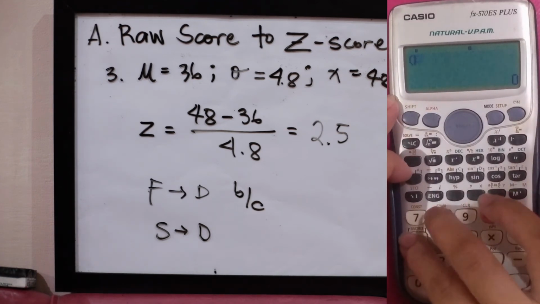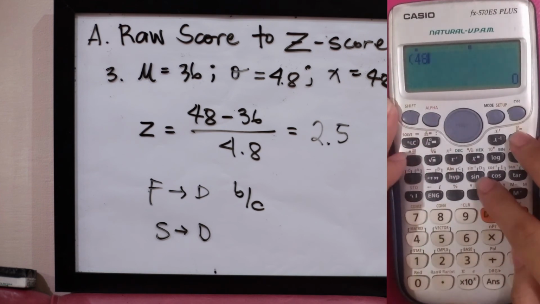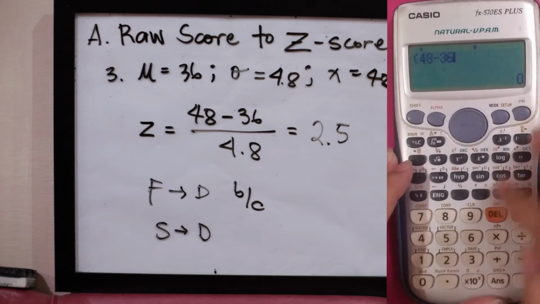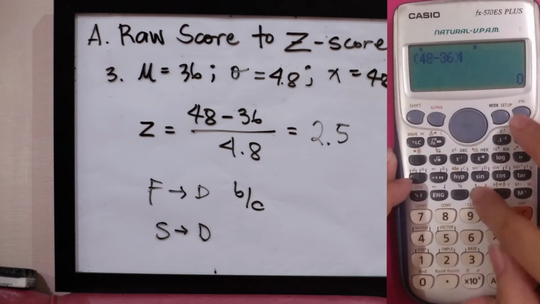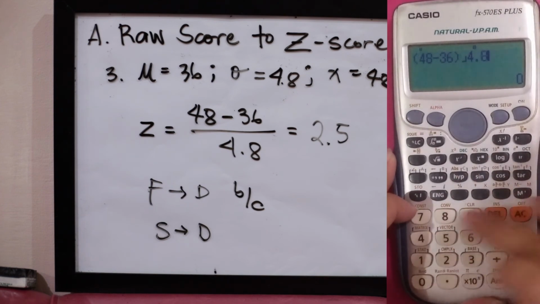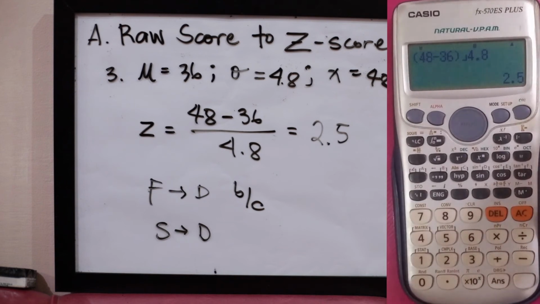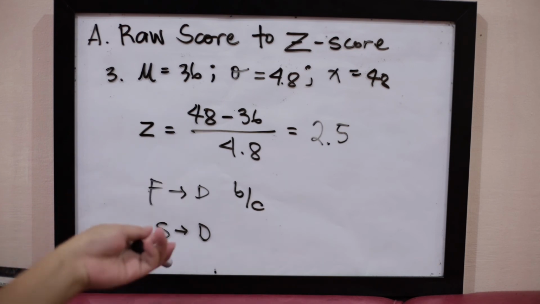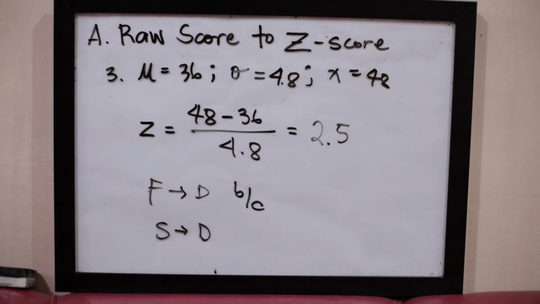For two-liner calculators naman, the display of your calculator should be like this. 48 minus 36, close, all over 4.8. The answer is still 2.5. So again, if the answer shows a fraction number, all you have to do is look for these symbols or this function, and then you press that one. After pressing it, your answer will be in decimal form.